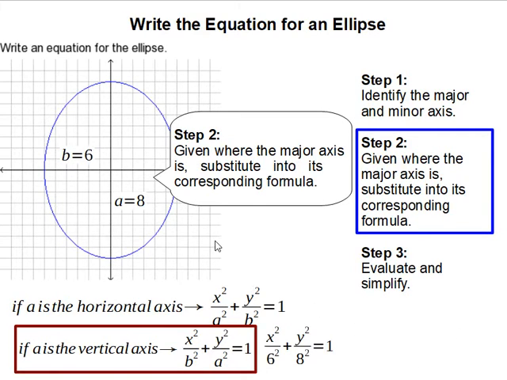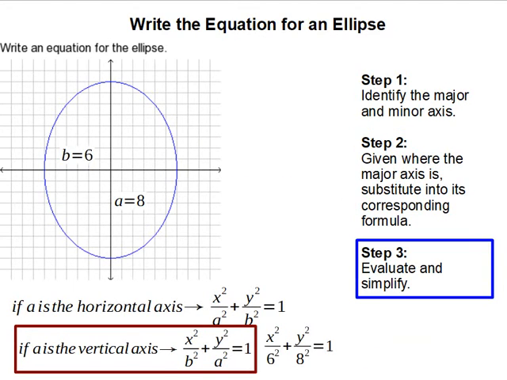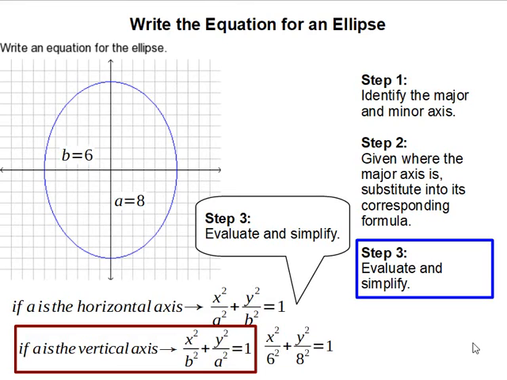Now, we substitute in our A and B. Step 3, evaluate and simplify. 6 squared and 8 squared, we're going to evaluate those. And that leaves us with x squared over 36 plus y squared over 64 equals 1. And that is our answer, and that completes our problem.